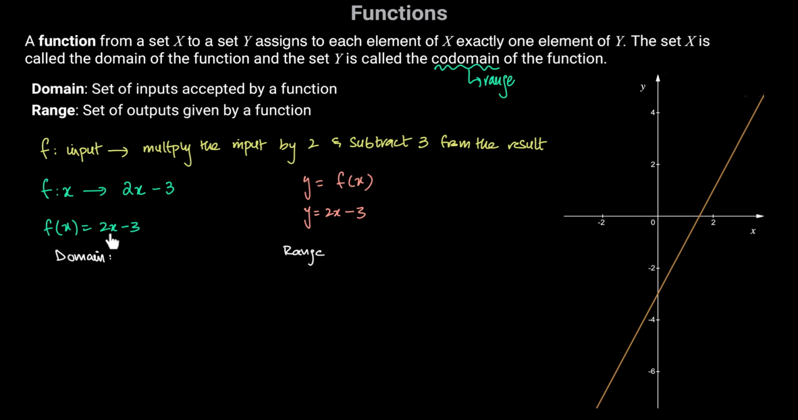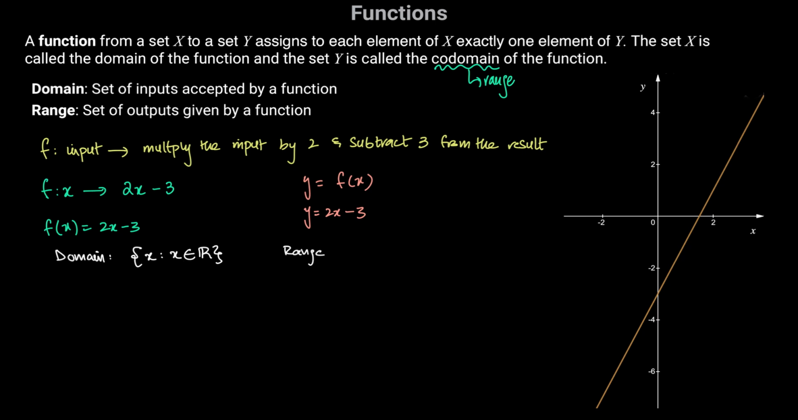x could be pi, it could be 0, it could be the square root of 2, no matter what it is. It could be any real number, and any real value of x will give us an output. So the domain, which is the set of inputs accepted by a function, here the input is x, is the set of real numbers. So we can say that x can be any real number. Here this notation means x belongs to the set of real numbers. There's no restriction.